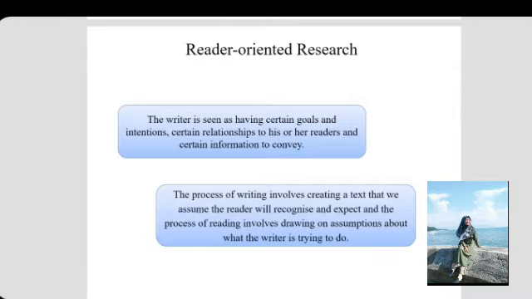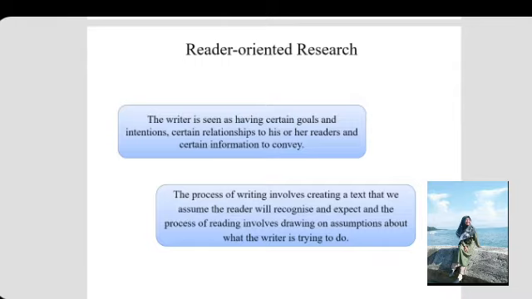The writer is seen as having certain goals and intentions, having a certain relationship to their readers, and having certain information to convey to the readers. And therefore, they use text as resources to accomplish the goals and to convey certain information to the reader. The process of writing involves creating a text that we assume the reader will recognize and expect. The process of reading involves drawing on assumptions about what the writer is trying to do.